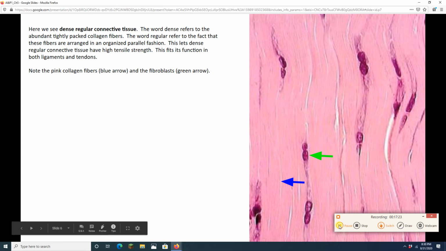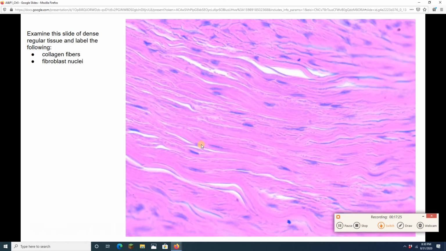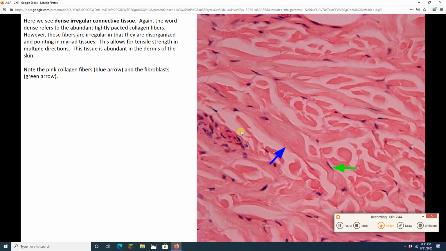Let's keep on going. I've got another picture of dense regular tissue. I want you to find the collagen fibers, find their orientation, like are they going vertically, what are they doing, and find me a whole bunch of fibroblast nuclei. Do that, and when you're done, we're done with three of the four connective tissues for today.